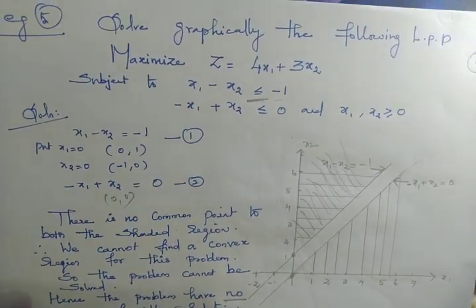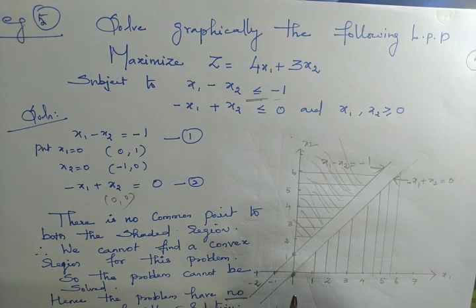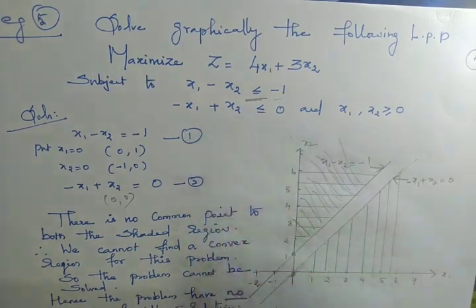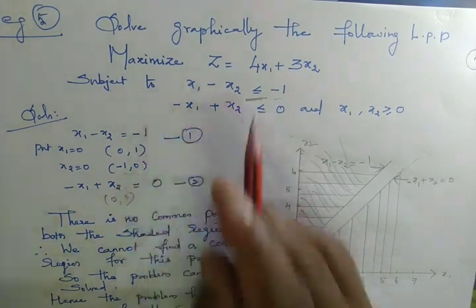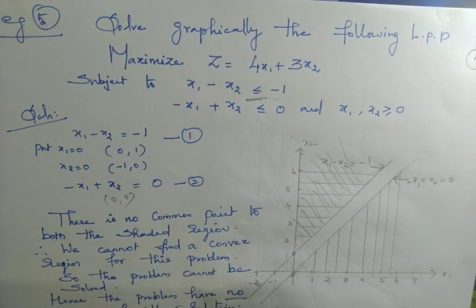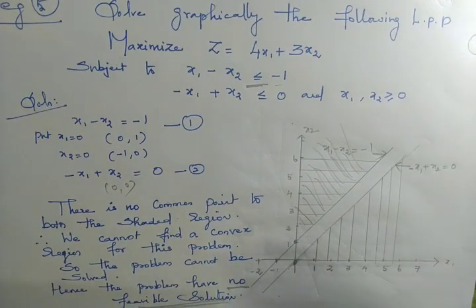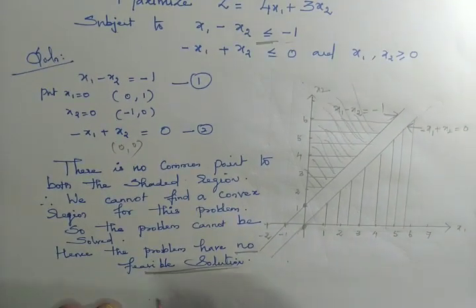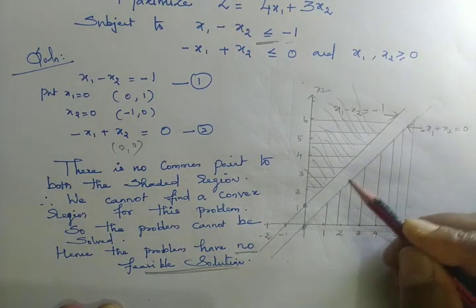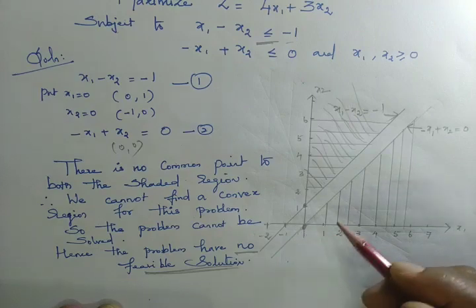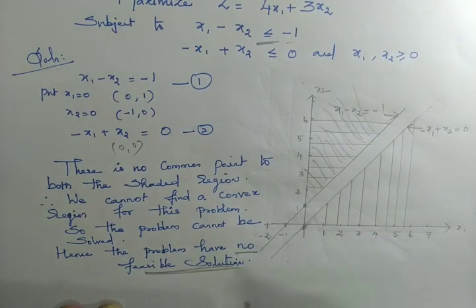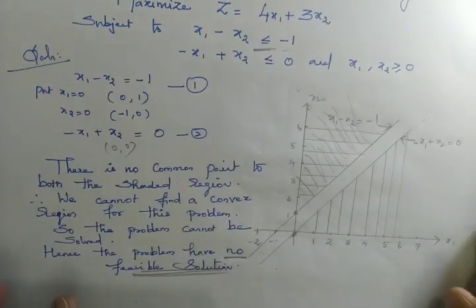Especially in competitive exams, they may give this type of problem, so be very careful while solving it. They will give you different options: unique solution, unbounded solution, infeasible solution, no solution, and so on. If this is given, the correct answer for this type of problem is no feasible solution, because there are no common intersection points for this given problem. So now this is the fourth type of solution example. Thank you.